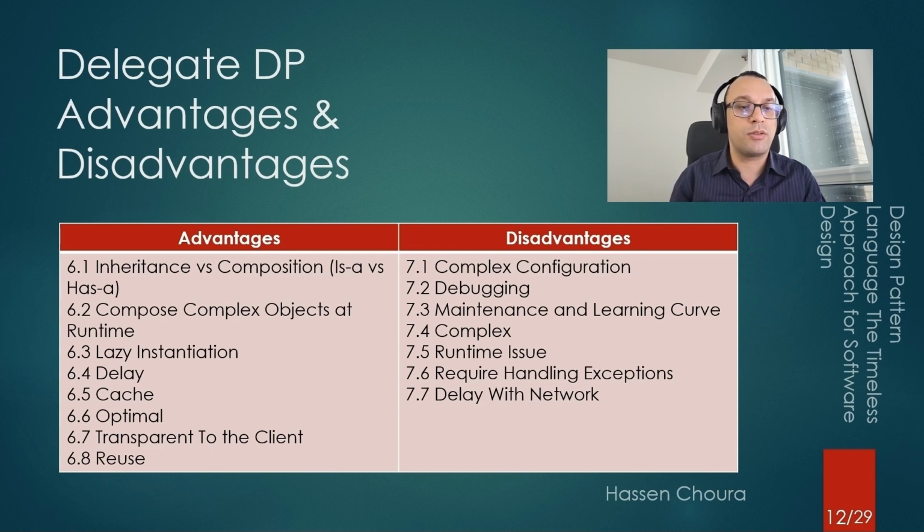The first one is the list of advantages, and the second one is the list of disadvantages. At this point, let's start with the list of advantages. As you may expect, using the delegate design pattern, we will be able to avoid all the strict inheritance constraints, and we will be able to compose those objects at runtime.